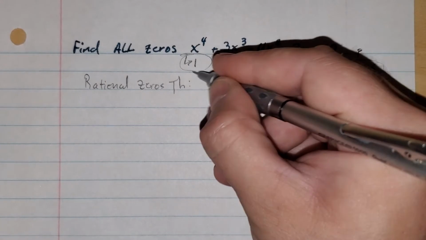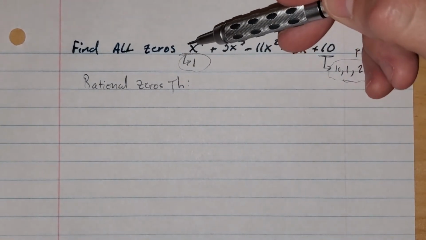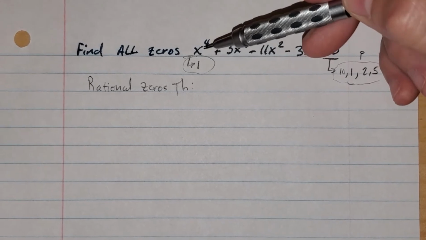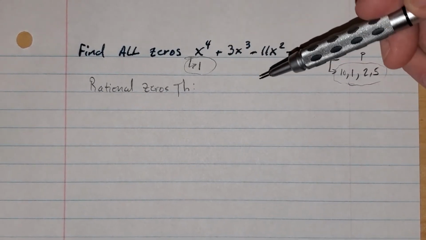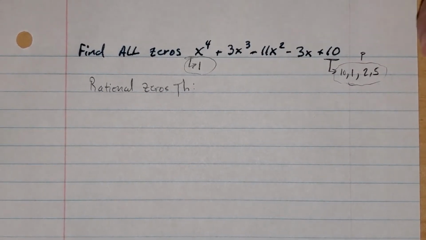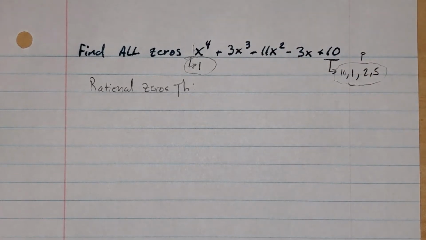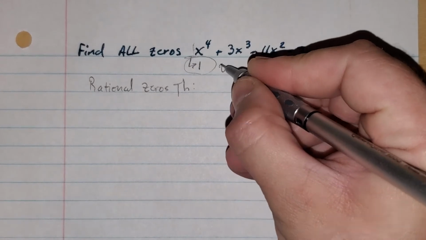Unlike if this was the number 2, it would be 2, 1. If it was the number 4, it'd be 4, 1, 2, because the factors of 4 are 4, 1, and 2. But since it's just a coefficient of 1, it's just 1. And this is called Q.